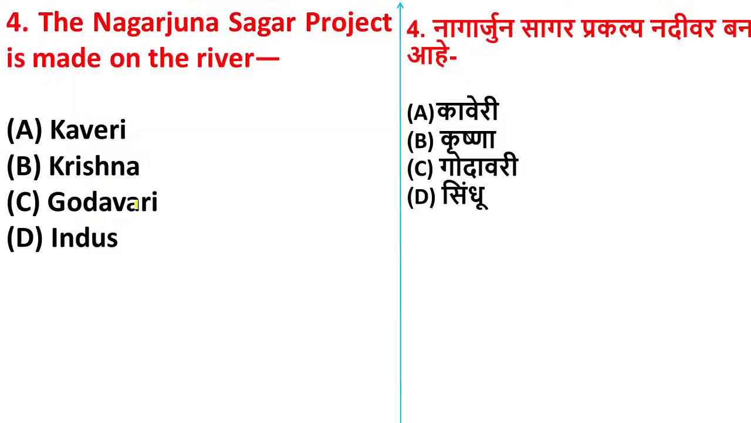Let us move to question number 4. The Nagarjuna Sagar project is made on the river. Option A, Kaveri. Option B, Krishna. Option C, Godavari. Option D, Indus. Here on the right side, the questions are also there in Marathi. You can go through it.